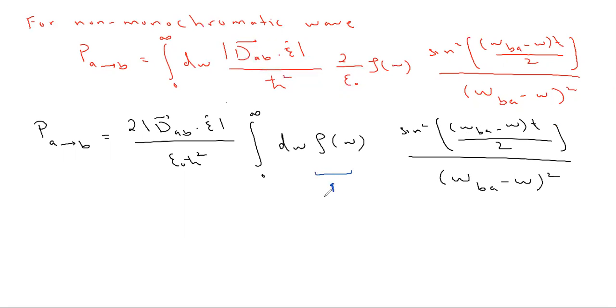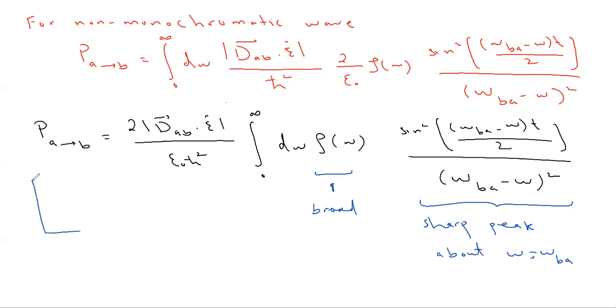Okay, so this term will give us the broad spectrum, while this term will give us the sharp peak about omega equals omega ba. So we have to draw both of these. Let me call this function y. So here's omega and here's the rho of omega. This will just give you a sharp broad peak.